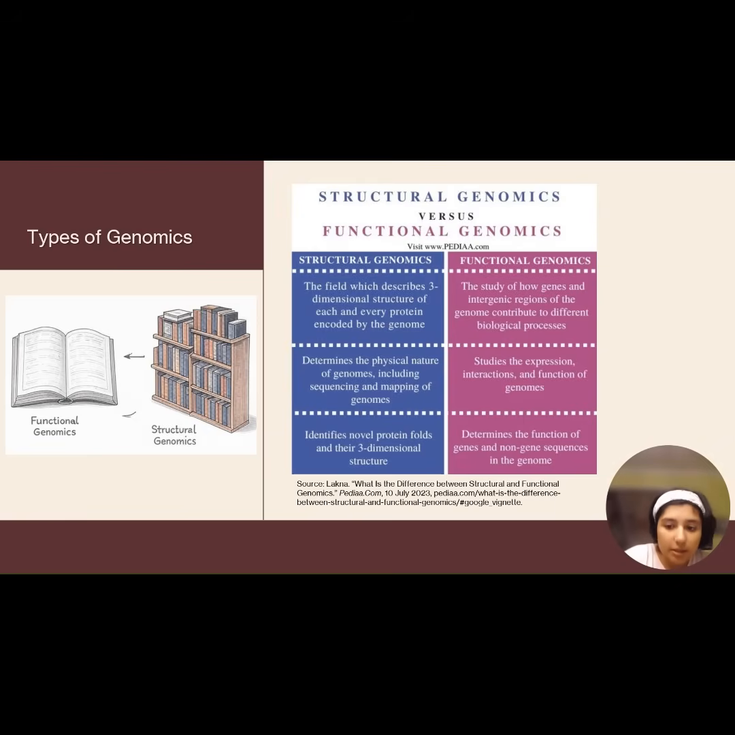Structural genomics focuses on the physical structure and organization of the genomes, including sequencing and mapping, while functional genomics investigates gene expression and function within a genome. So essentially, structural genomics provides the blueprint, while functional genomics explores how the blueprint is used. One way to understand the difference is to consider structural genomics as how books are organized on a bookshelf, and functional genomics as how one book on the bookshelf will characterize or impact you.